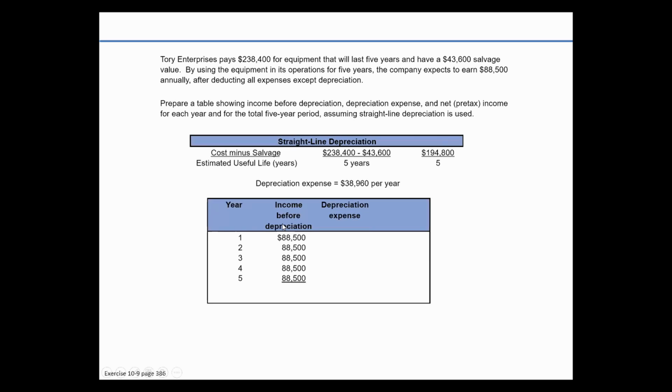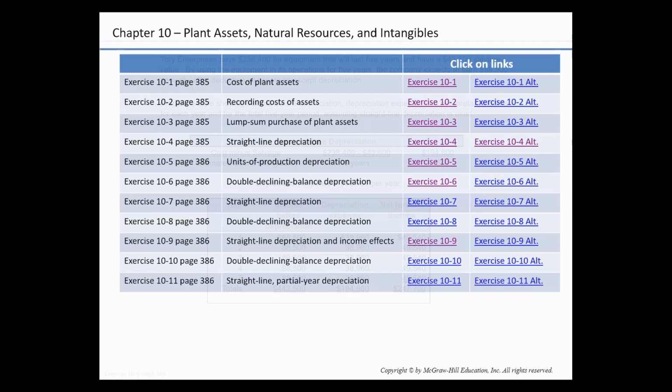So they're figuring that in each year, they're going to have income before depreciation of 88,500 each year. So we know it's straight line, so we're going to depreciate the same amount each year. We figured that out up here. So then their pre-tax income, net income, for each year would be 49,540. And then we have, again, these other ones doing the same thing with the income. It's just based on a different method so we can see.